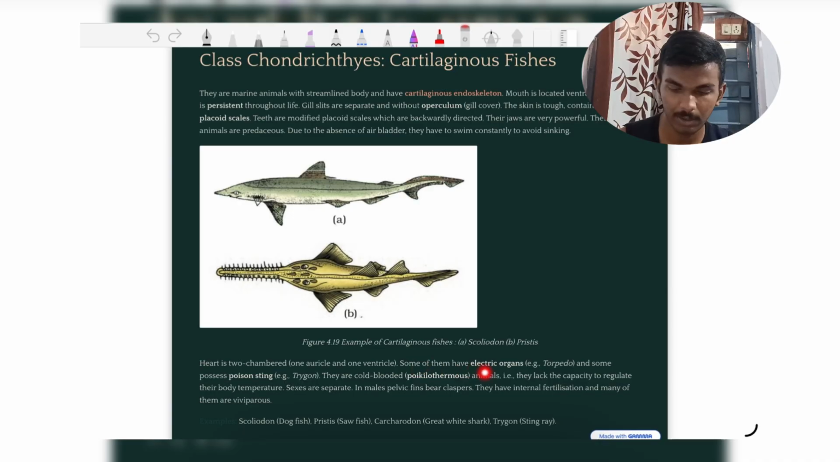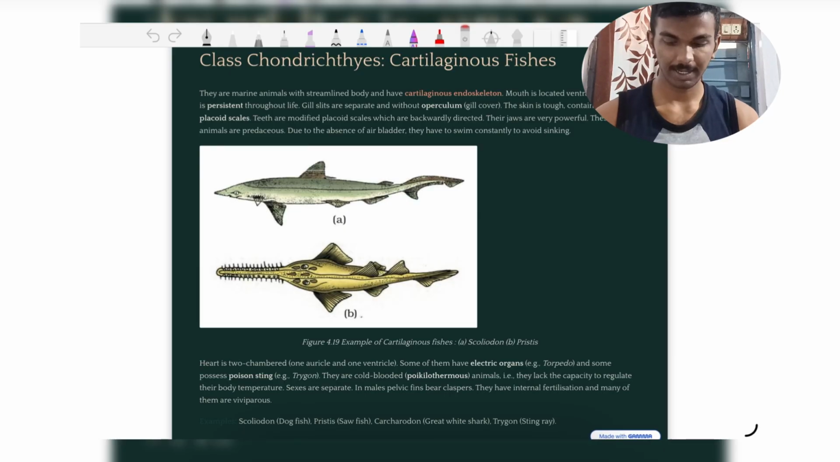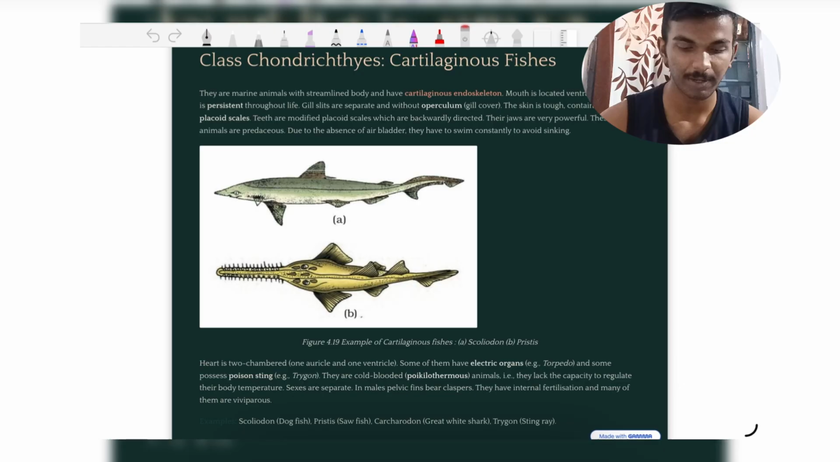Some of them have electric organs like Torpedo, and some of them have a poison sting like Trygon. Torpedo is the electric ray, Trygon is the stinging ray. They are cold-blooded poikilotherms, that is, they lack the capacity to regulate their body temperature. Sexes are separate. Male pelvic fins bear claspers. They have internal fertilization, and many of them are viviparous. Examples: Scoliodon, dogfish; Pristis, sawfish; Carcharodon, great white shark; Trygon, stingray.